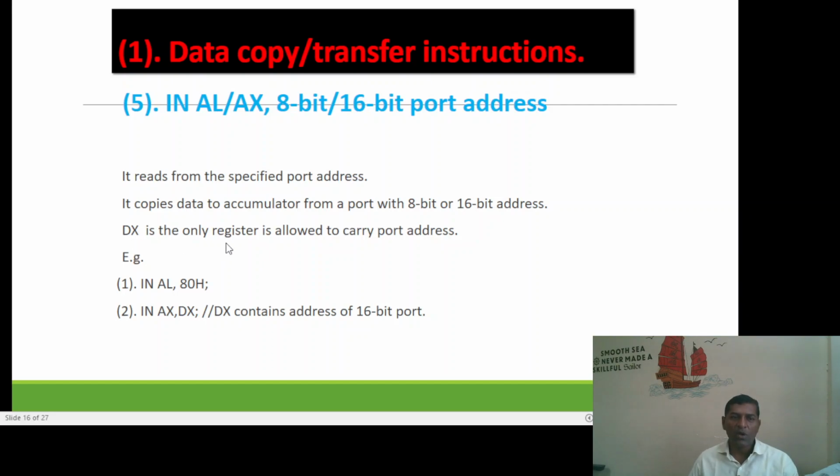DX is the only register that is allowed to carry a port address. So many times the port address will be available in the DX register. The examples are IN AL, 80. 80 is a port address. The contents at this port address will be copied into AL. AL is the accumulator. IN AX, DX: DX will hold the 16-bit port address, and the contents at this port address will be copied into the AX register.